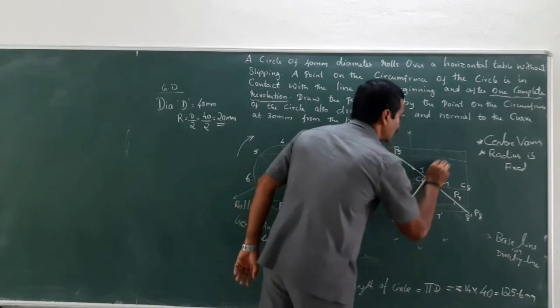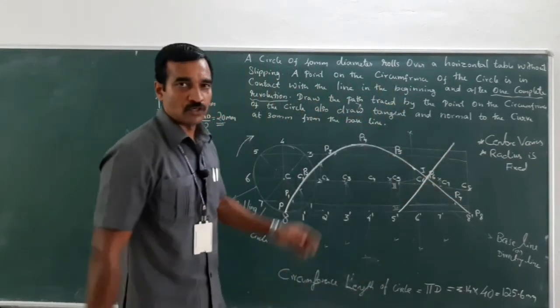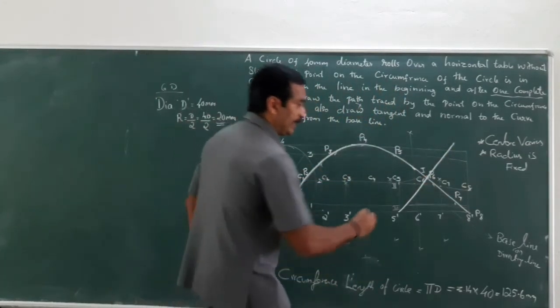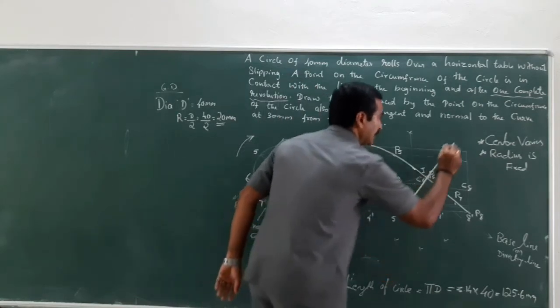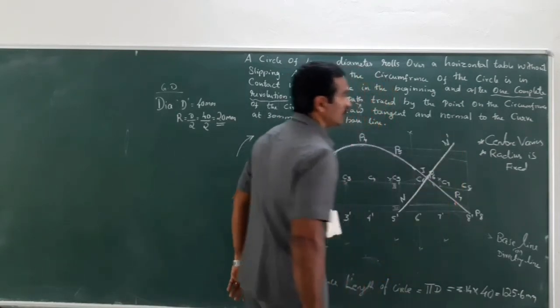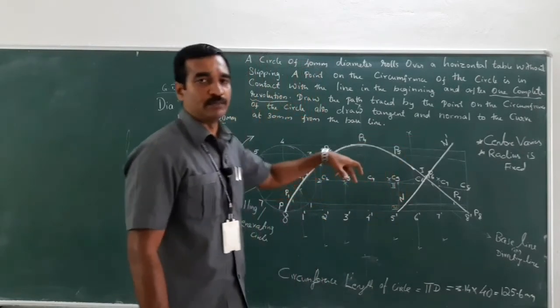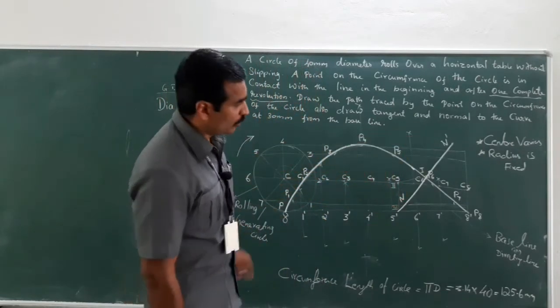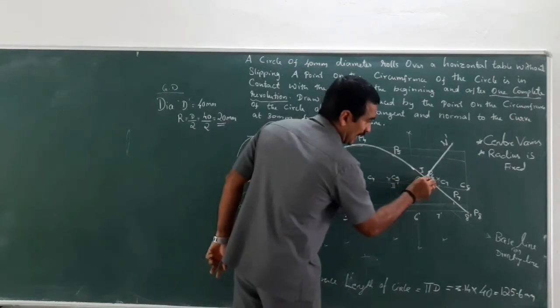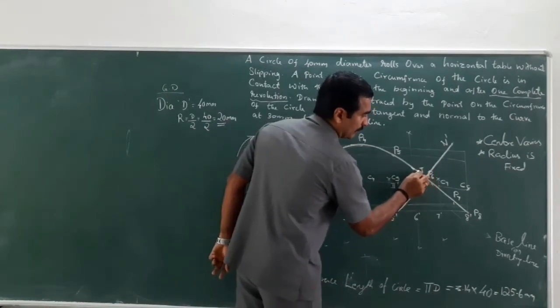A dark line I am going to draw. This is nothing but the normal, N dash. A line which comes within the profile is nothing but the normal. Now keep your protractor at point Roman number 1 in this manner.